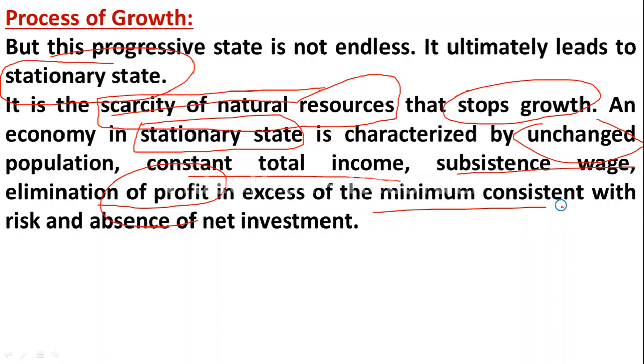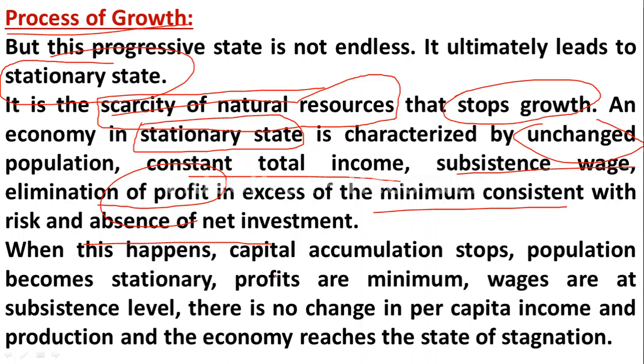So later, because of scarcity of natural resources, the country is going to move towards the stationary state. Once it reaches the stationary state, it means that there is more unemployment, there is no growth in total income, the wages have reached the subsistence level, there is no profit for the capitalist, then the country is not developing. So this is the process of economic growth according to Adam Smith.